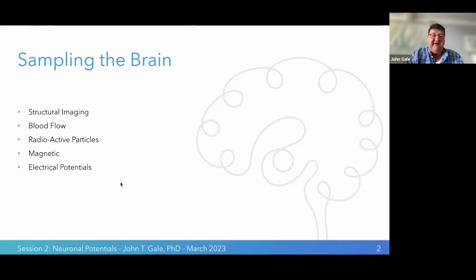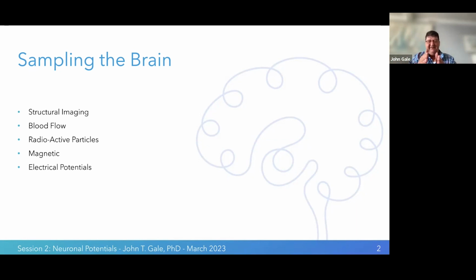We could do structural imaging. We could do blood flow measures. We could do radioactive particles, magnetic fluxes, and electrical potentials. And there's positive and negative things to each of these sampling methods. However, I will argue that the electrical potentials are recording from the individual neurons in the brain and not trying to see a mass activity.